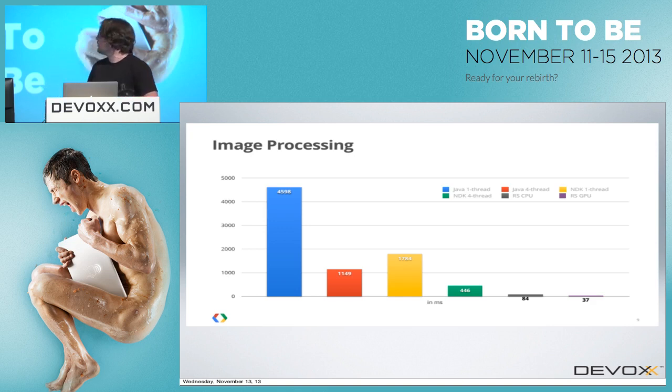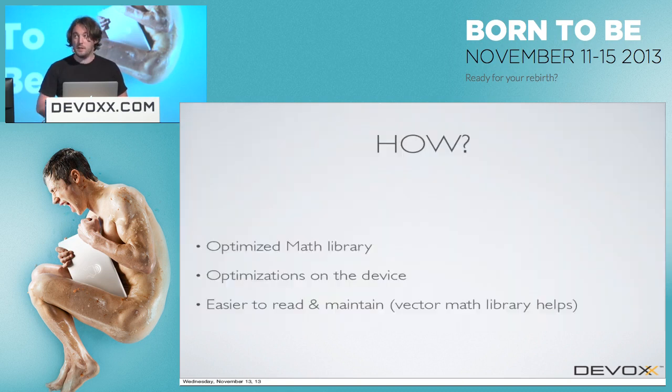And just a quick comparison between the different possibilities. So the big blue bar is Java running not multi-threaded. Red is Java multi-threaded with 4 threads. Yellow is NDK not multi-threaded. And green is NDK with 4 threads as well. And the very, very small numbers below are Renderscript with the CPU, and the one even faster is Renderscript running on GPU. So it's a really compelling alternative to the NDK.